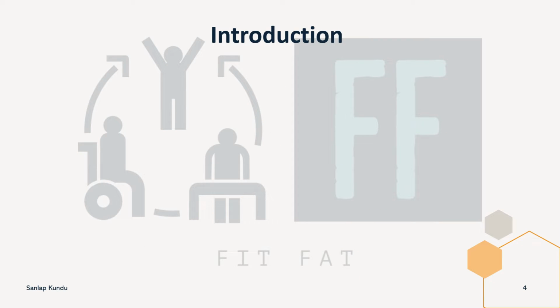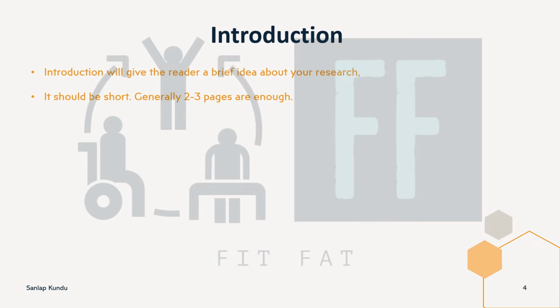Okay, so the first part of writing a synopsis is you need to write an introduction. It is important because it will give the reader a brief idea about your research. Now, it should be short. Generally, 2 to 3 pages are enough to write an introduction. Now, there are no specific rules to write an introduction, but generally it covers first your definition of the topic, including your target population.